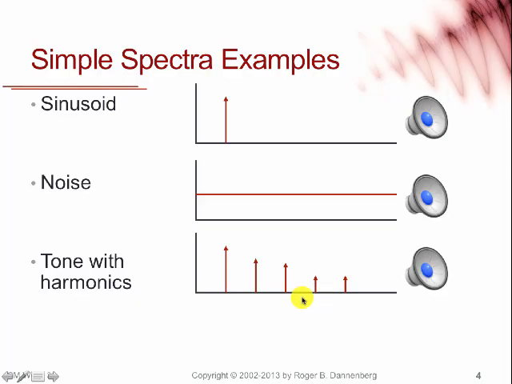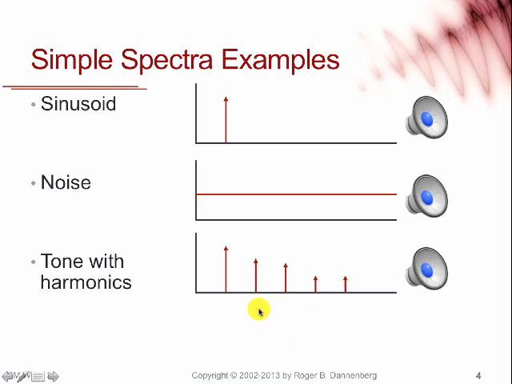The next example is a tone with harmonics. So we've looked at tones and harmonics before. Now it should be really clear that in the frequency domain, the fundamental frequency is represented by this impulse at a specific frequency, and the harmonic components or partials are at multiples of this fundamental frequency. So this is kind of a classic looking spectrum for a sound with perceived pitch, and we can play that.